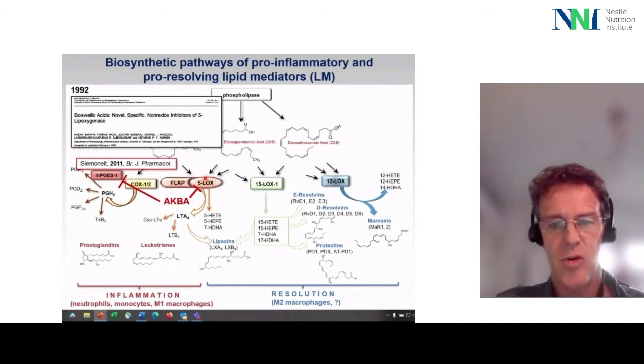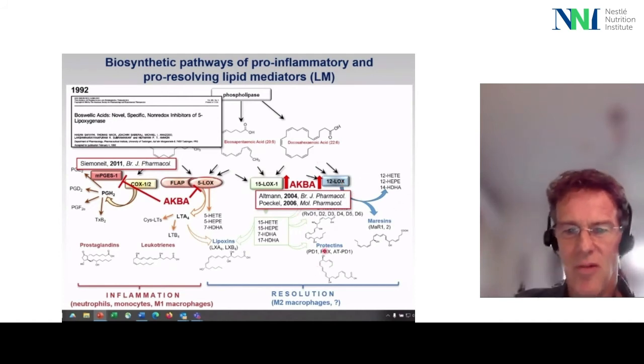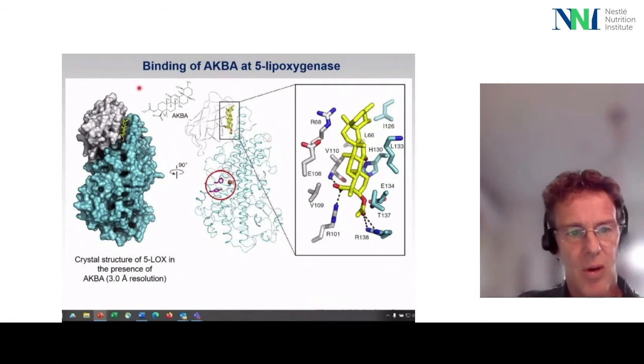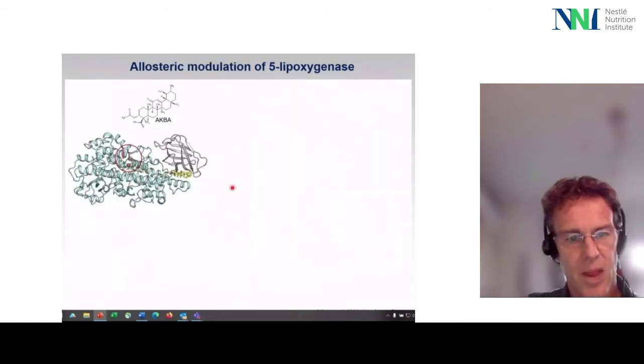And by any chance, we observed in 2004 and 2006 that AKBA activates 15-LOX and 12-LOX. However, at that time, those SPMs had not been known yet. So now we readdressed AKBA as activator of these enzymes. So first we looked at the 5-lipoxygenase again, and this is the crystal structure, the first crystal structure with an inhibitor, and this is AKBA.